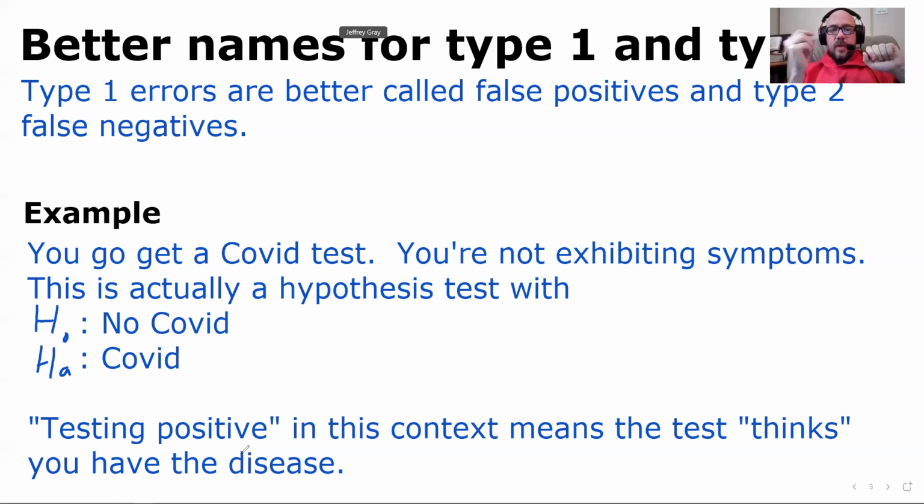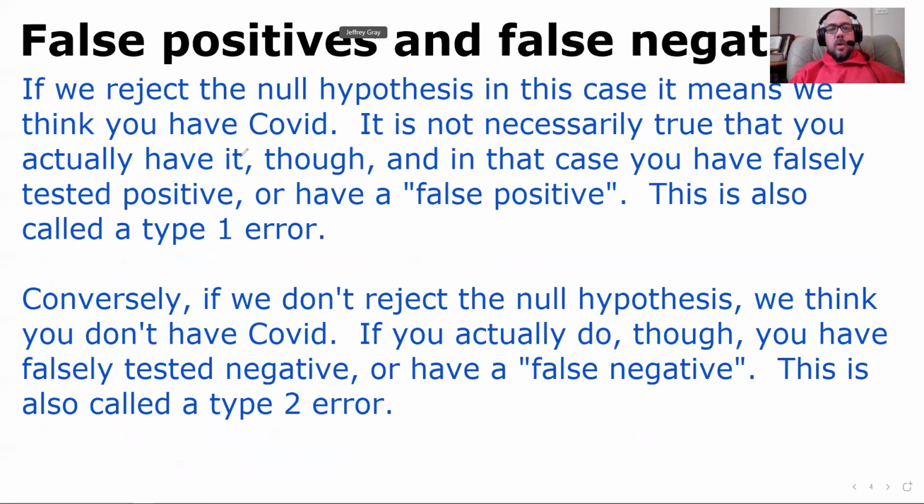That means that we've rejected the null hypothesis in favor of the alternative. That is a positive test. Right? And so the test thinks, I'm using a lot of air quotes today, sorry, the test thinks you have COVID if you test positive. Sometimes that's right, and sometimes it's not, right? So if we reject the null hypothesis, it means we think that you have COVID-19. This is not necessarily true.